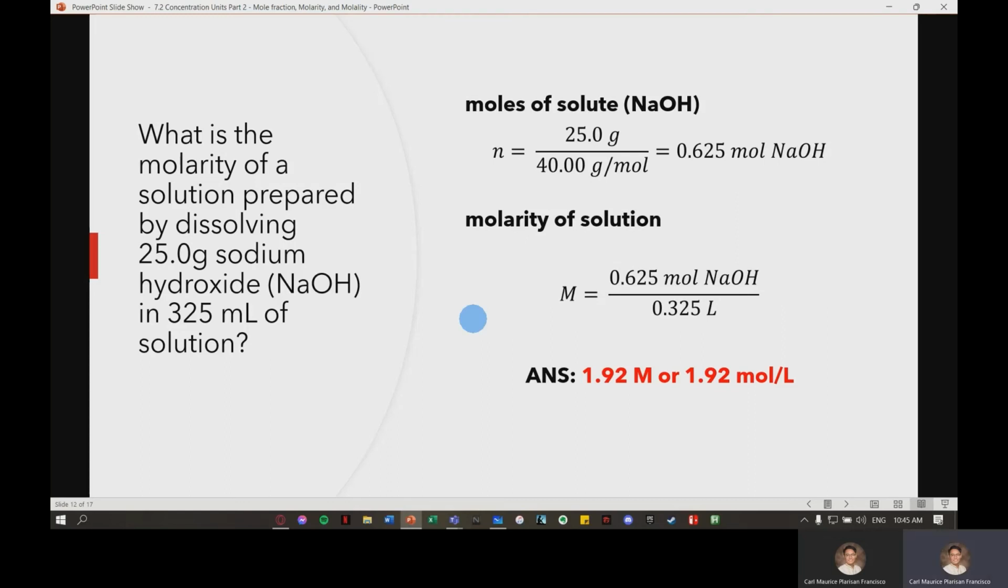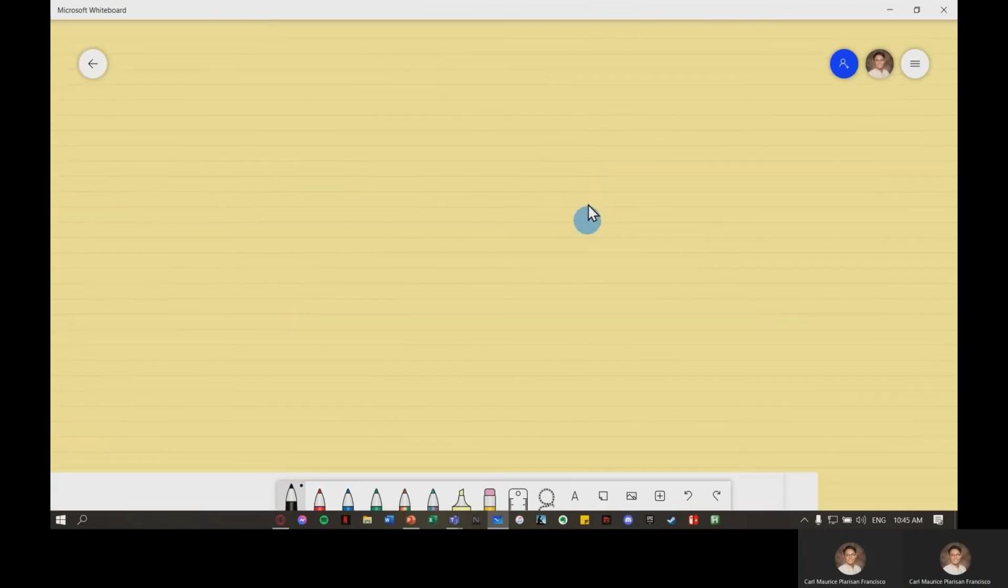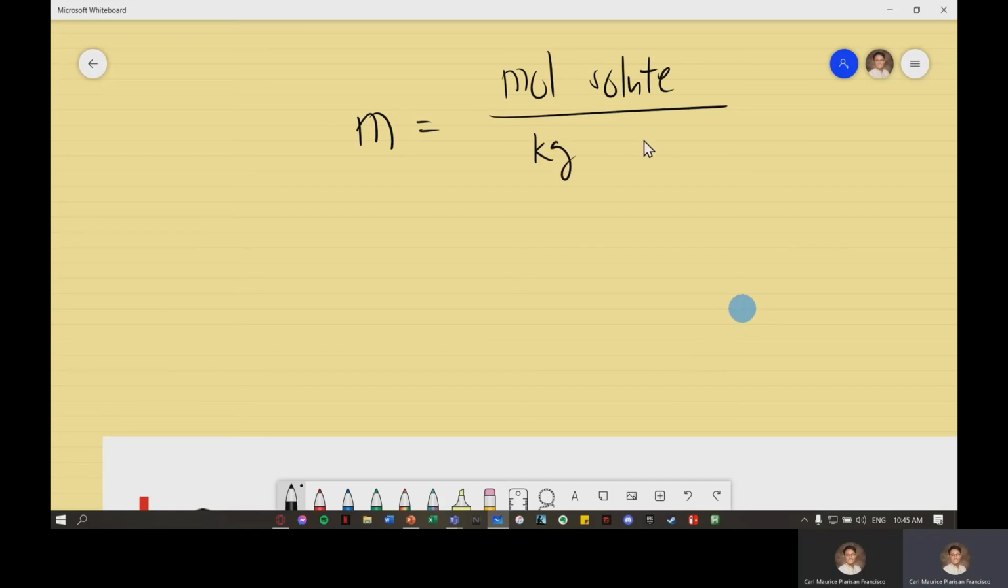That's one. Let me now give an example and define molality. Molality is defined as the number of moles of solute dissolved in 1 kilogram of solvent. Molality is characterized by lowercase m is equal to mole solute all over kilogram solvent. Notice the difference between molality and molarity.